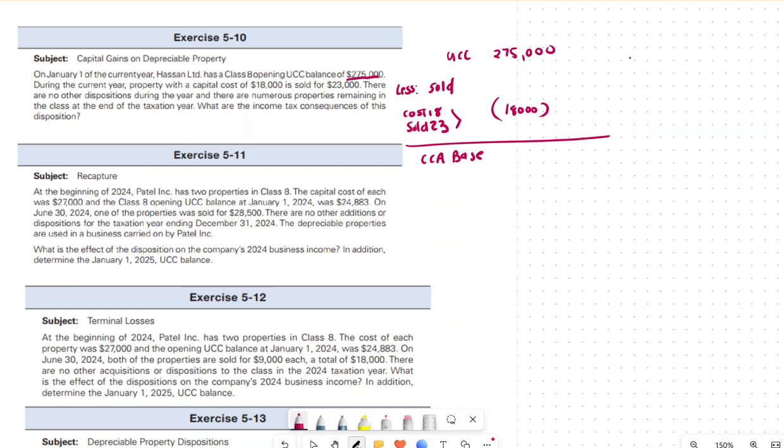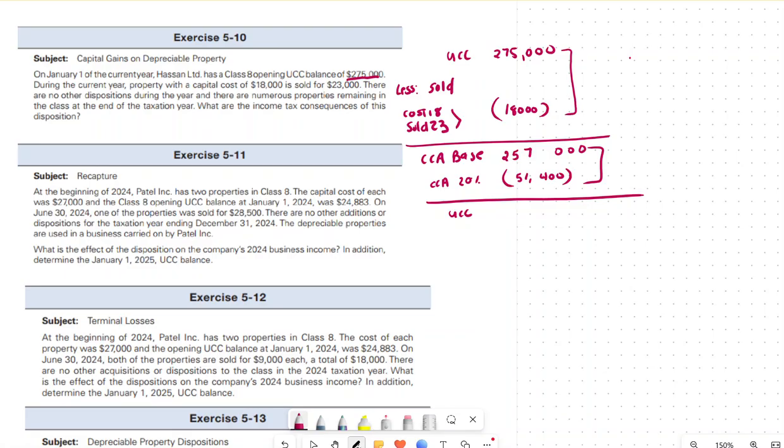The difference between both numbers, my phone just died, so the difference between those two numbers will be 257. And what I'm going to do is multiply by my class. My class is the CCA class, which is 20%. So I take the 20%, which will be 51,400. So that's the CCA we'll take. The difference between those two becomes my UCC that I'm starting with the following year.